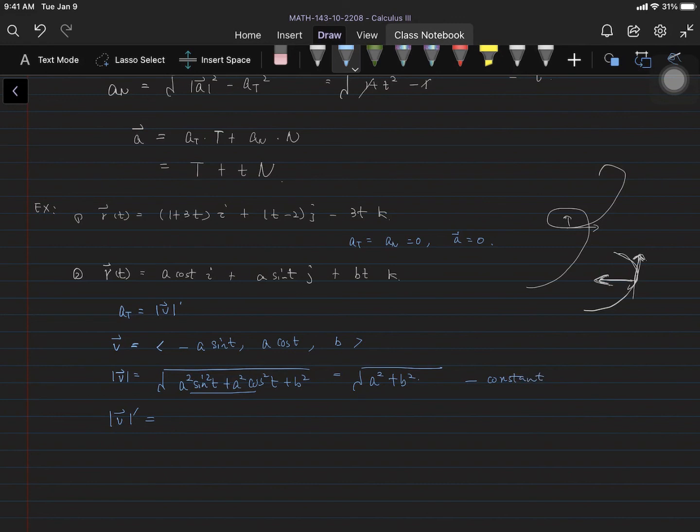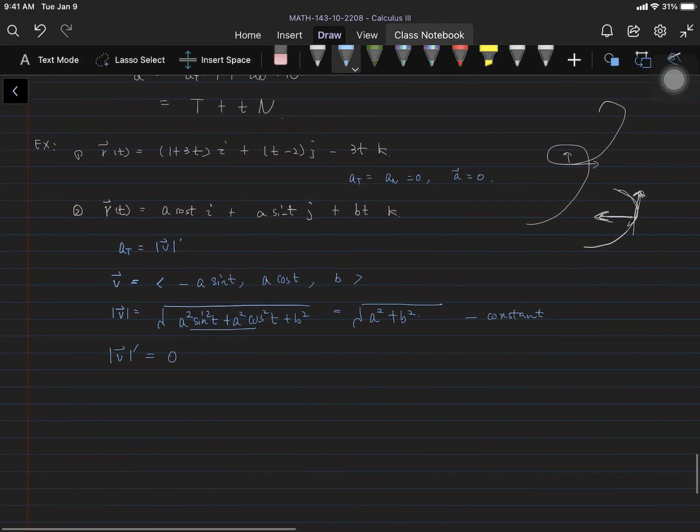And then what is v prime t? V prime t just equals the derivative of the constant, which is 0. That is AT. So this is AT. Next, we are going to find the AN. So in order to find the AN, we need to find the length of the a vector.